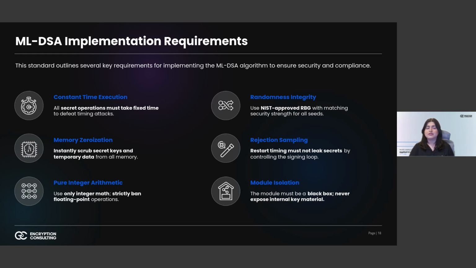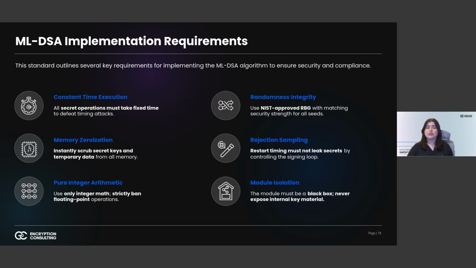ML-DSA sometimes has to reject a random signature attempt and try again, a process that takes varying amounts of time. The rule here is simple. This variation in time cannot, under any circumstances, hint at the secret key. The code must be engineered so that only public non-secret data controls the timing of those restarts. This is a subtle but important defense against making the secret key guessable through timing analysis.